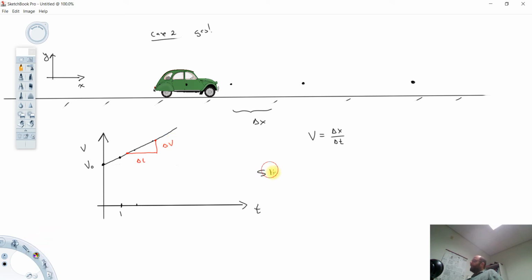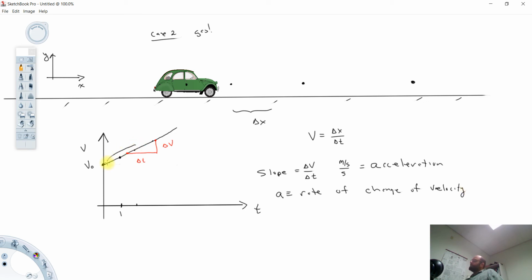So our slope, which is going to be change in velocity over change in time, is now going to be some number that has units of meter per second per second. And this slope is called acceleration. Define acceleration like this: I'm just going to put A, for acceleration, is defined as the rate of change of velocity.